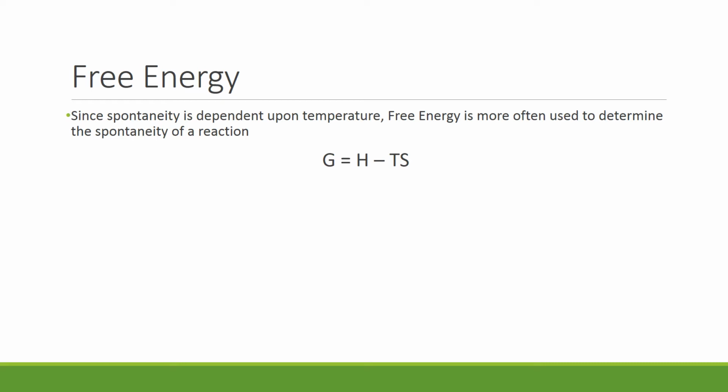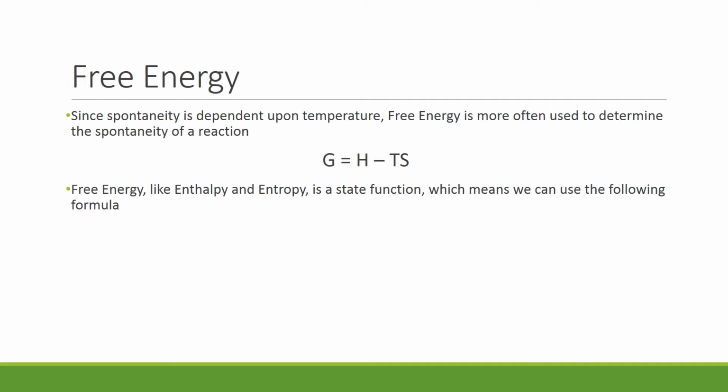G, which is free energy, is equal to the enthalpy of a system minus the product of the temperature and the entropy of a system. However, free energy, like enthalpy and entropy, is a state function, which means that we can use the following formula. Delta G is equal to delta H minus delta TS.